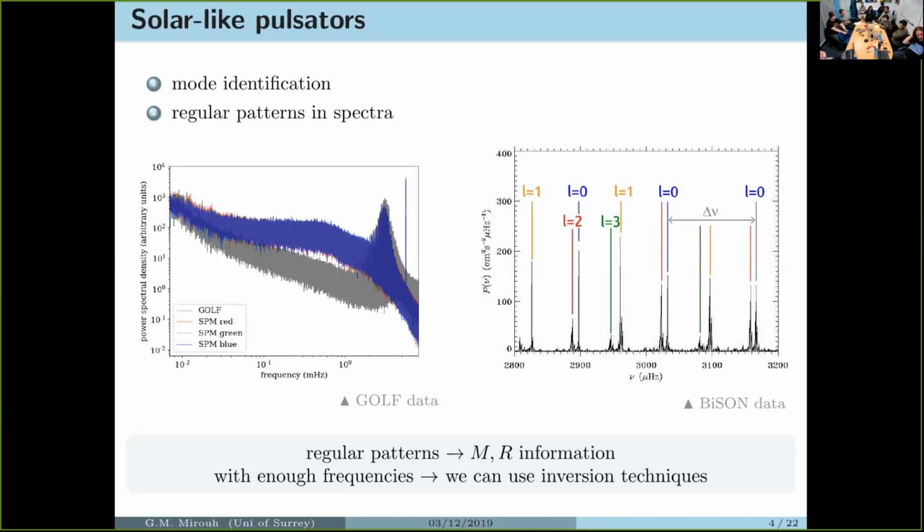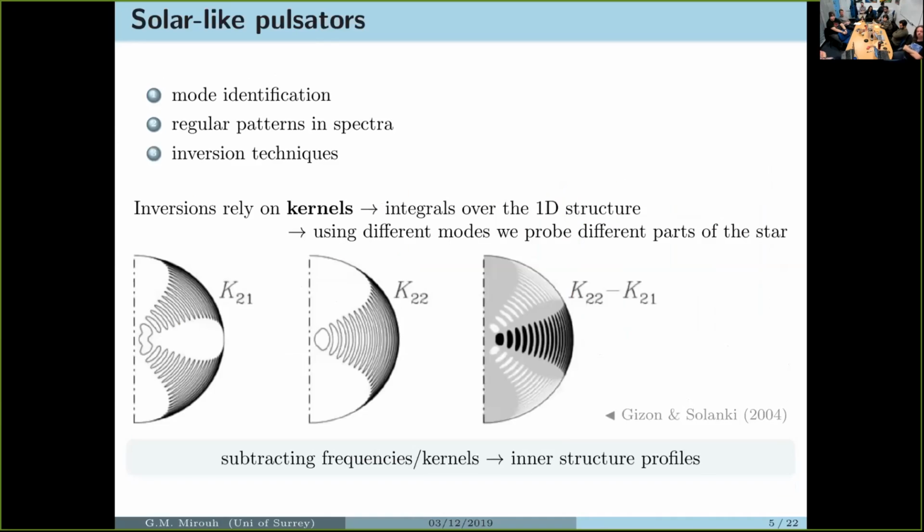With enough frequencies, you can use inversion techniques. Inversion techniques are basically the evolved version of this. You can compute what we call kernels. These are the propagation domains of the mode inside the star. And when you add or subtract modes from each other, you can basically find kernels that zoom in on a very specific part of the star.